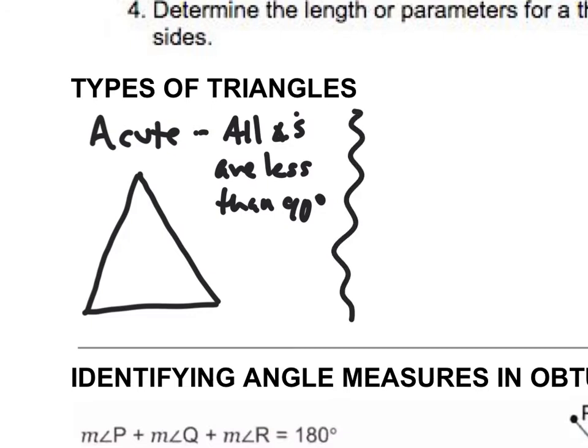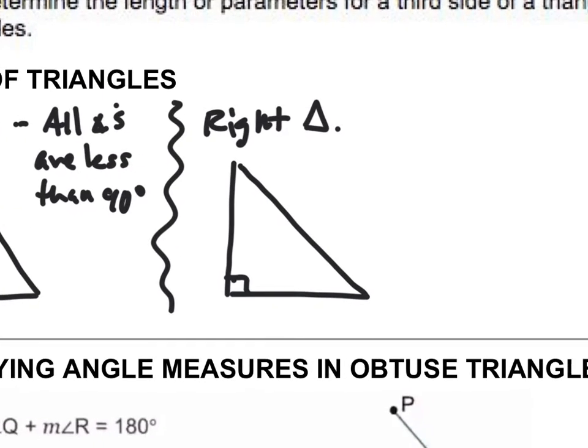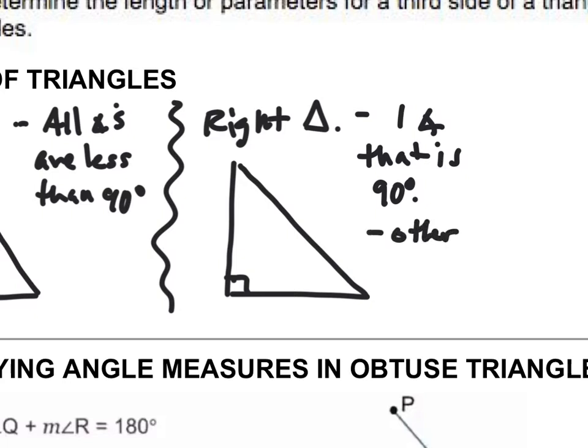The next one we have is a right triangle, and a right triangle is my favorite kind of triangle. In a right triangle, one of the angles is 90 degrees. The other angles must be acute.